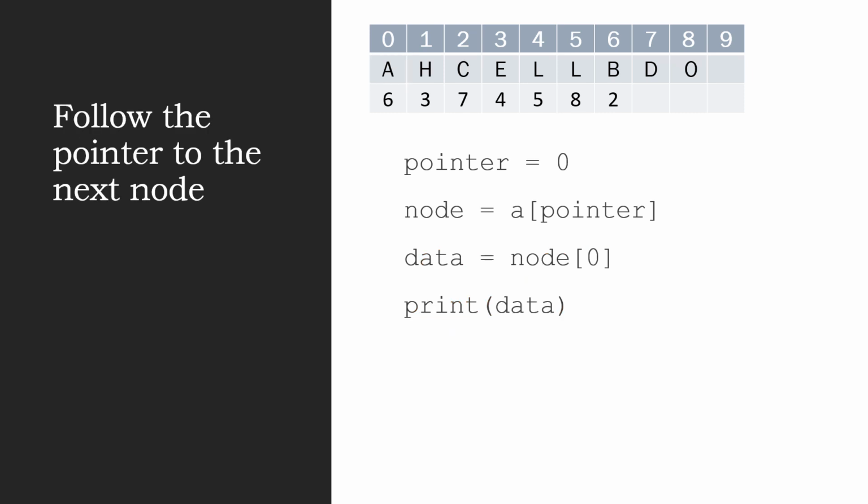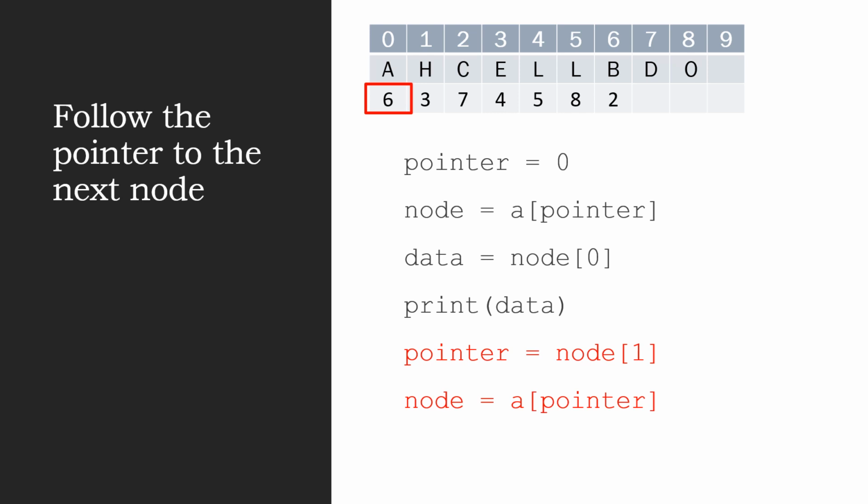And then finally, we want to go from that node to the next node. So for that, I need the second value that's stored in that node, because the second value is the pointer. So I've created a variable. Sorry, I haven't created a variable. I've overwritten the variable pointer with the value that's in the next part of the node.